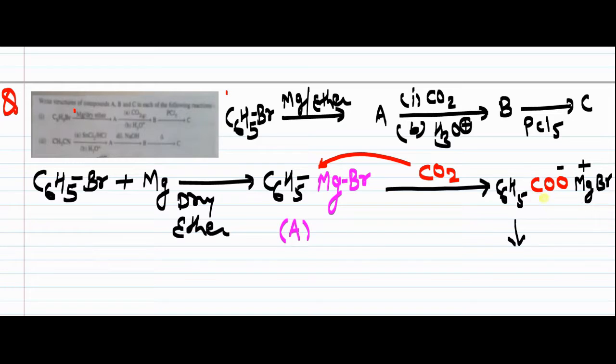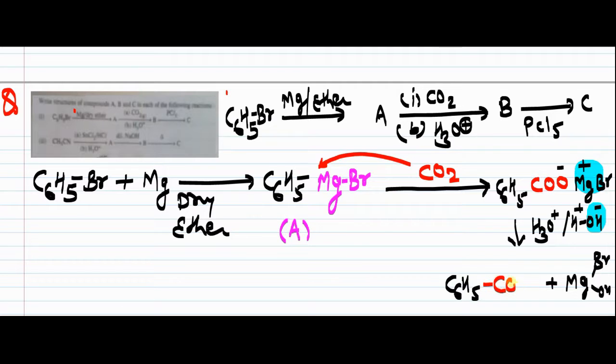It reacts with H3O+ ion. It means it reacts with water. The MgBr positive part reacts with the negative part of water. MgBrOH is a side product and C6H5COOH, benzoic acid, is the main product.